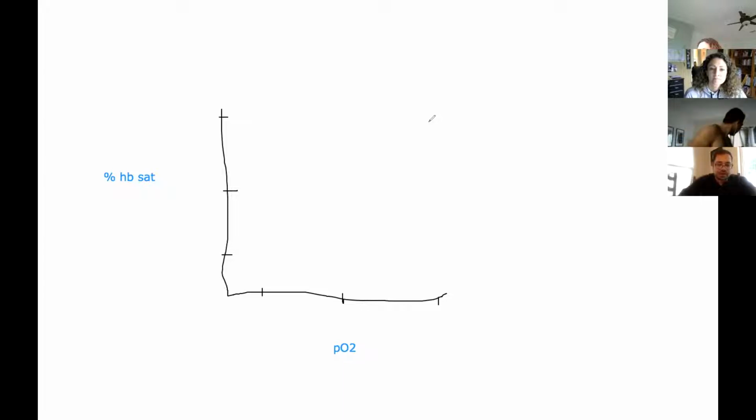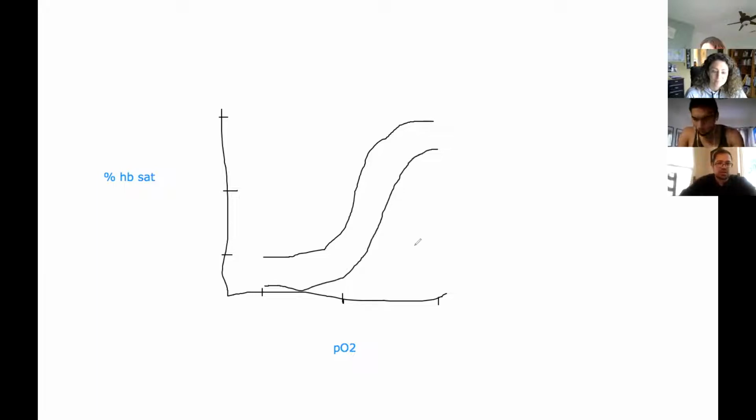And then so as far as drawing, when we're at normal pH, it would be something like this. Right, that's normal pH, but then for lower pH, hemoglobin saturation drops off more quickly, more readily to deliver oxygen into the exercising muscle. So this one's low pH, and this one is normal pH. Good.